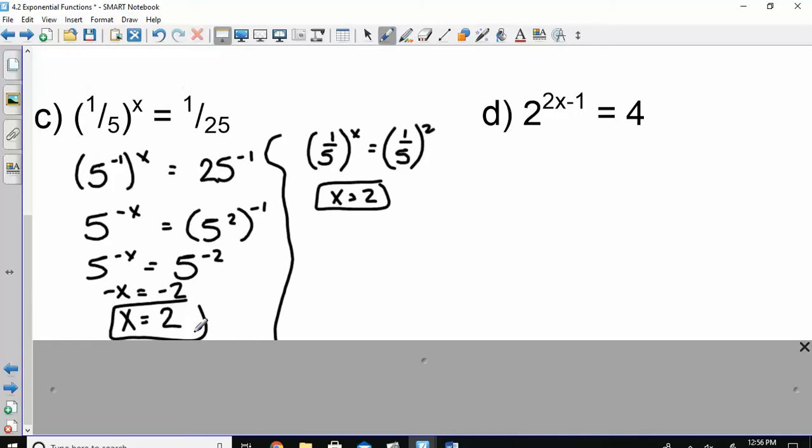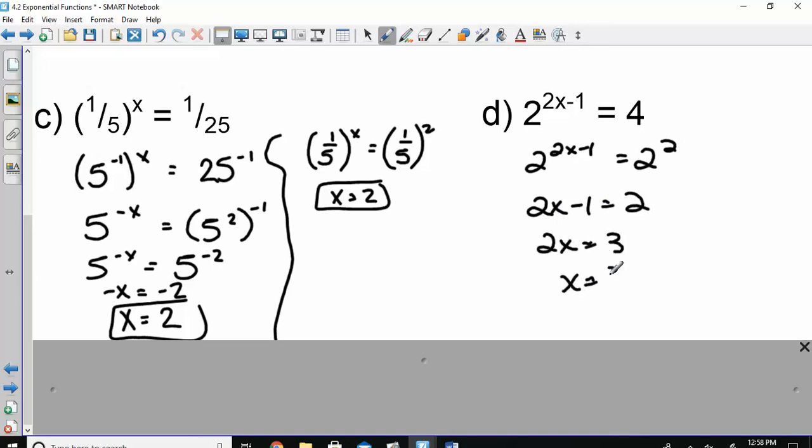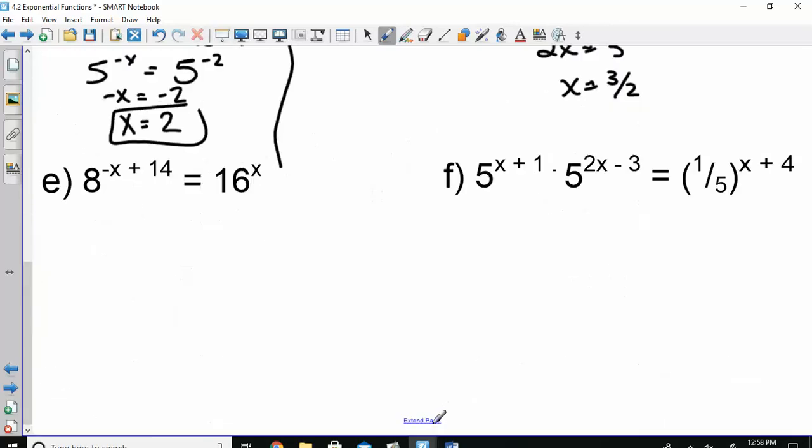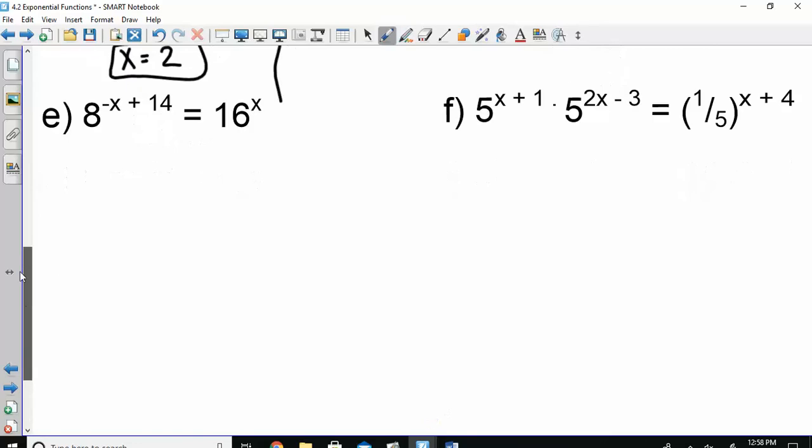Why don't you guys do D for me, please? So 4 is the same as 2 squared. So set your exponents equal. So you get 2x equals 3, divide by 2, and x is 3 over 2. All right. Those are pretty good, right? Let's take a look at these.